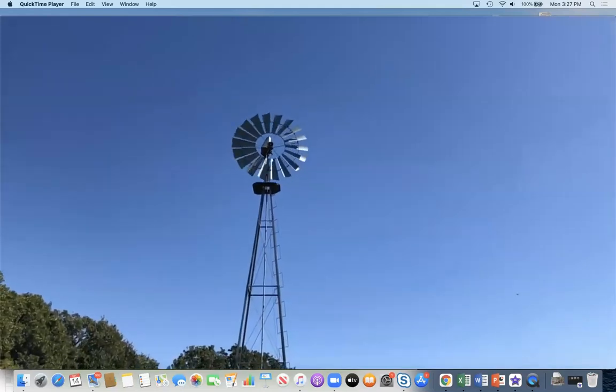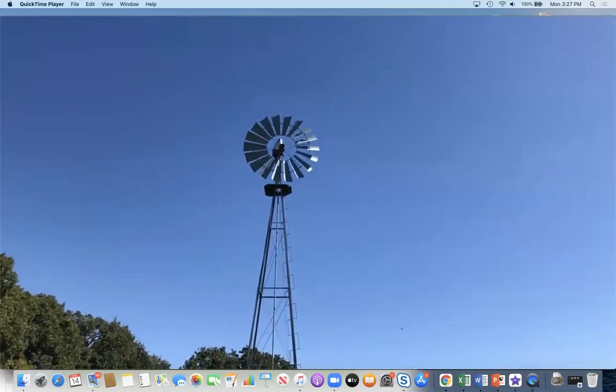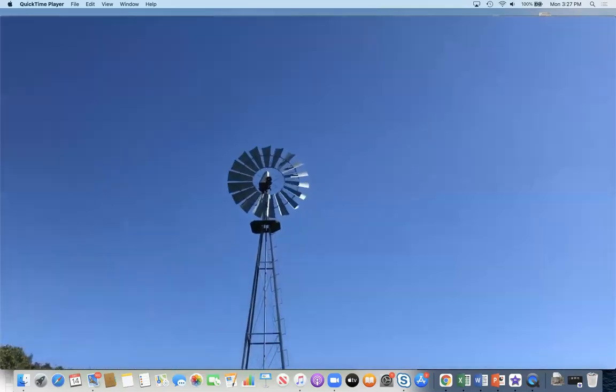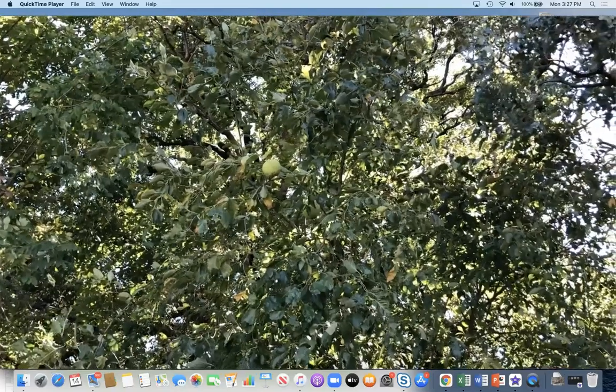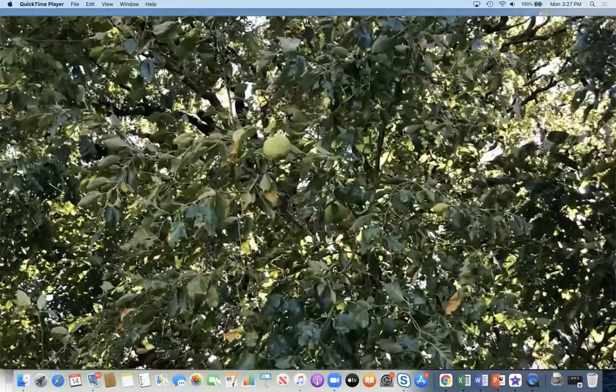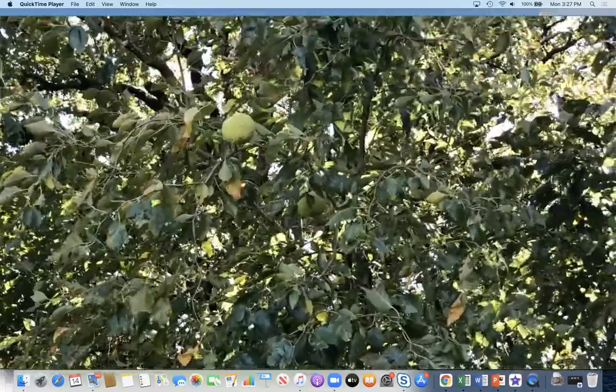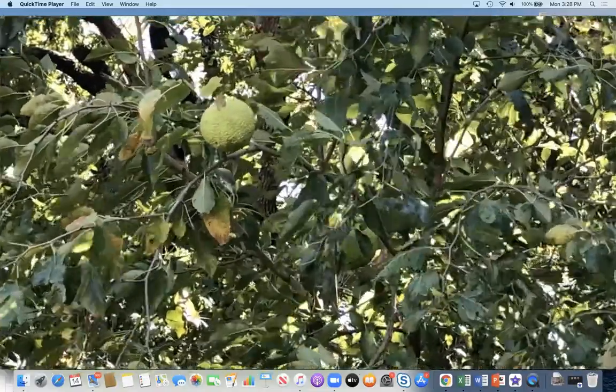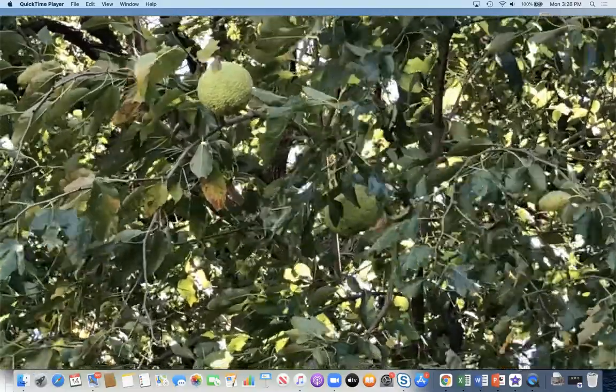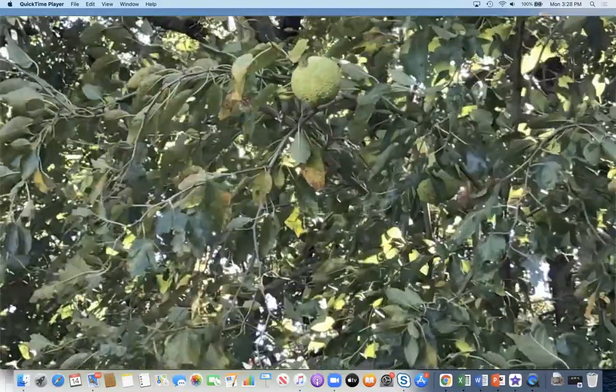There's a windmill, and we actually use that windmill. It pumps underground water, so water that's under the ground, it pumps it to the pond. That is a horse apple. It's also called the Osage orange. It's not really edible, it's too tough and hard.